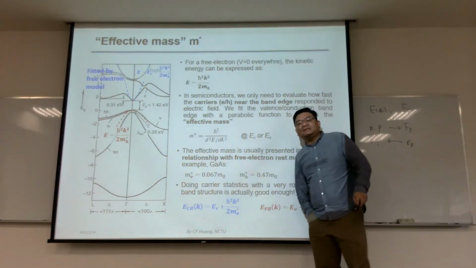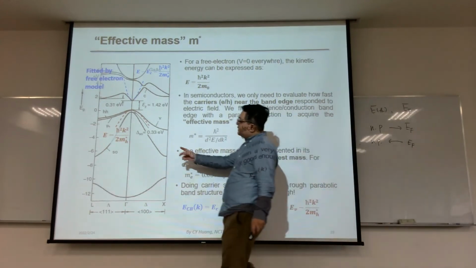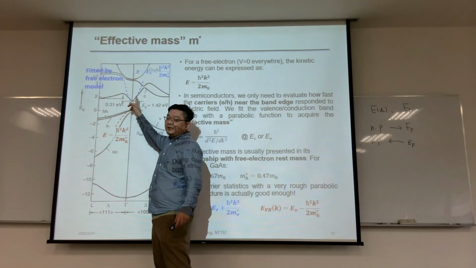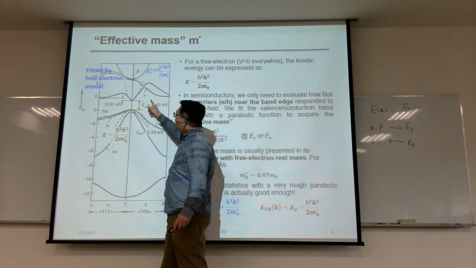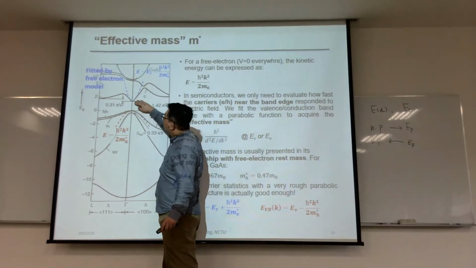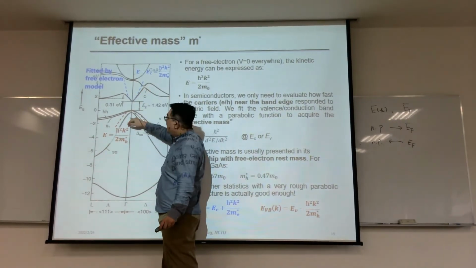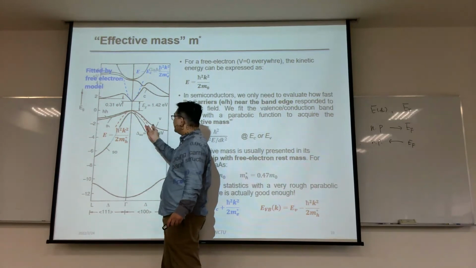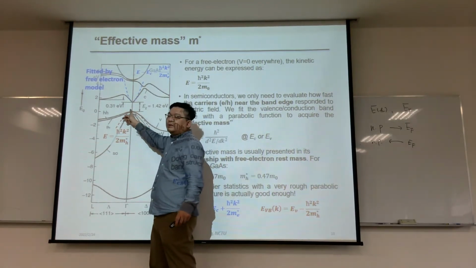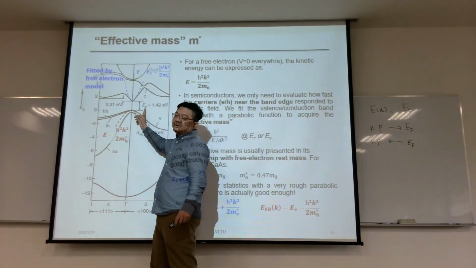Because while we're doing the statistics, only the profile near the band edge is important. Although the parabola is not a good approximation for energy away from the band edge, where it starts to deviate, it is still good enough to describe the E-k relation near the band edge.